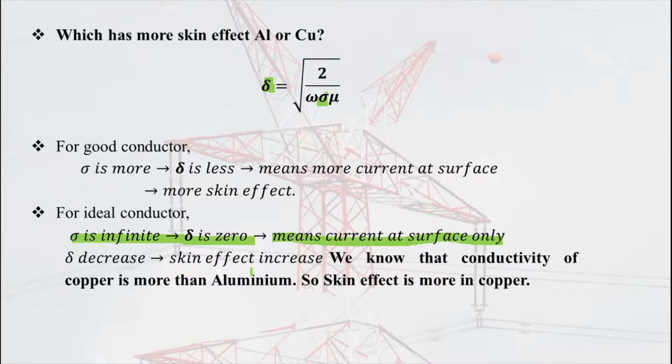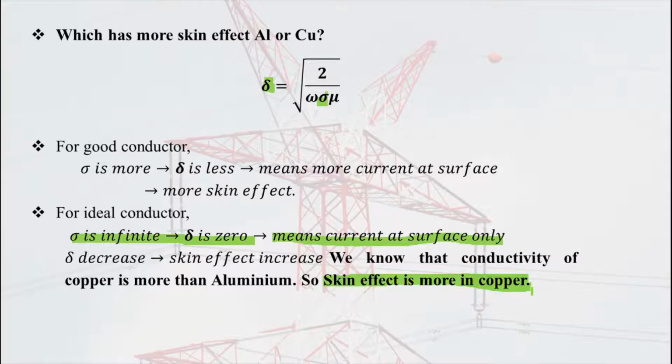Now come to the question. We know that conductivity of copper is more than aluminium. So obviously delta will be less for copper because copper has high conductivity. It means skin effect in copper is more than that in aluminium.